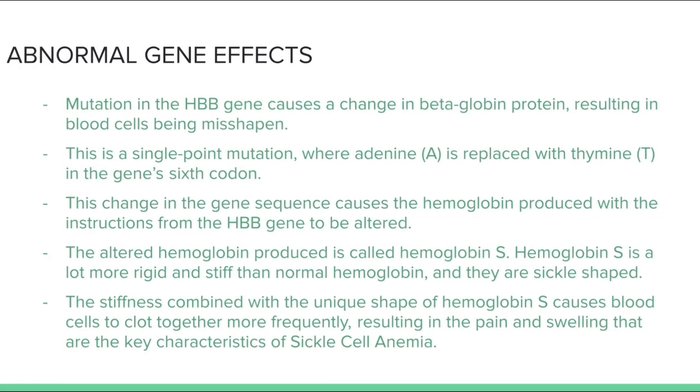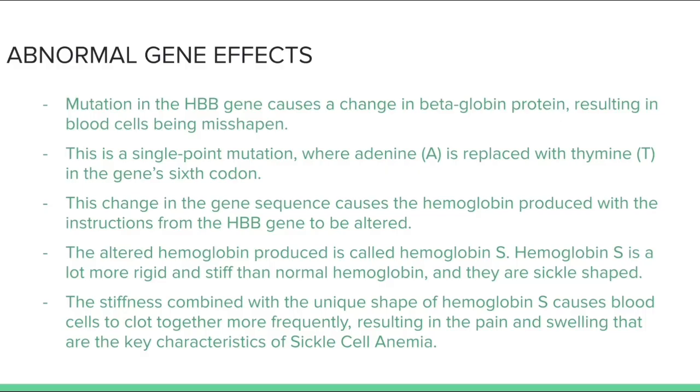Abnormal gene effects. A mutation in the HBB gene causes a change in beta-globin protein, resulting in blood cells being misshapen. This is a single point mutation where adenine is replaced with thymine in the gene's 6th codon. This change in the gene sequence causes the hemoglobin produced with the instructions from the HBB gene to be altered. And that altered hemoglobin produced is called hemoglobin S.